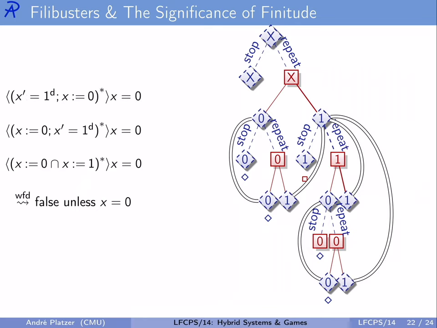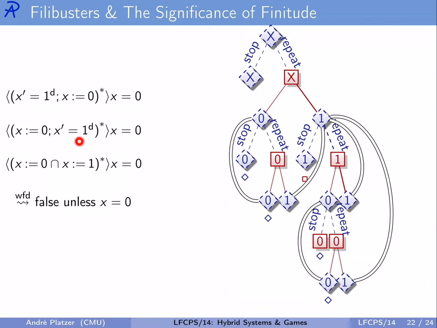Similar situations happen in these cases, for example, where if you are repeating a game where you first reset the value to zero and then follow a differential equation in a dual style where the demon is in charge of following this, then, well, the demon could decide to follow for zero time units, which keeps the value zero, and Angel will have won the game.